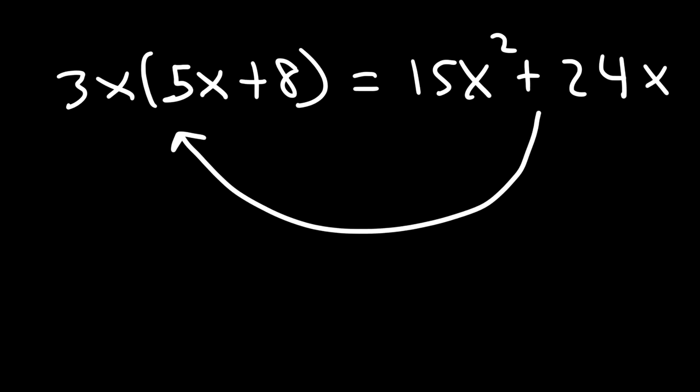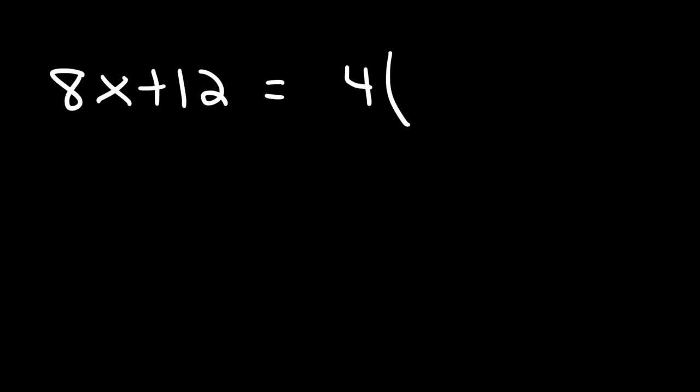So let's work on some examples. Let's say if I want to factor 8x plus 12. How can I do so? The first thing you should look for is the GCF, the greatest common factor. So what number goes into 8 and 12? 2 can go into 8 and 12, and so can 4. But 4 is greater than 2. So 4 is going to be the GCF.